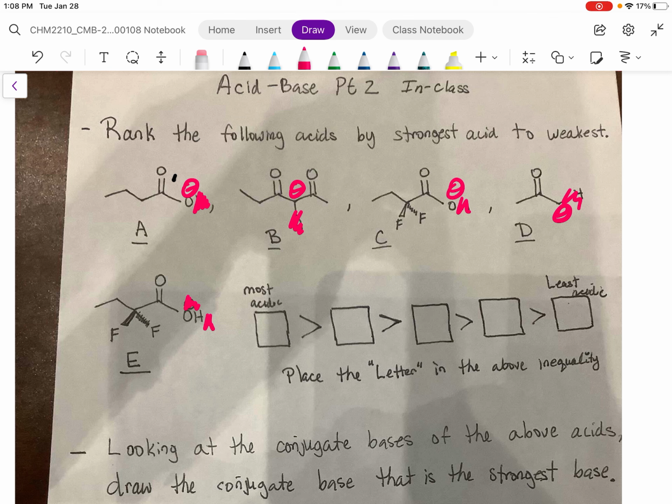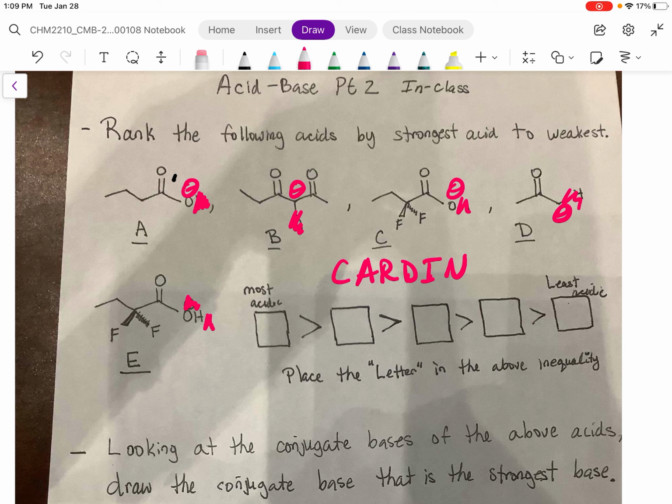Which one's the lowest in energy? And we use the cardinal rule to help us figure that out. Because the lowest in energy conjugate base is also called the most stable. Remember, lower on the y-axis means more stable.